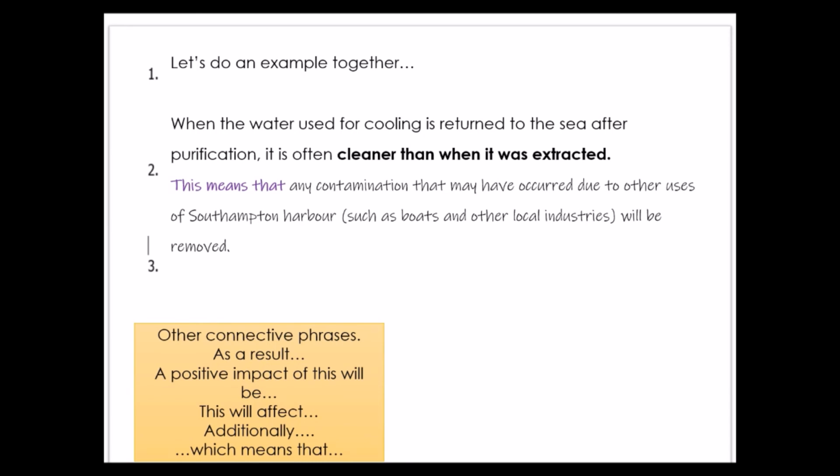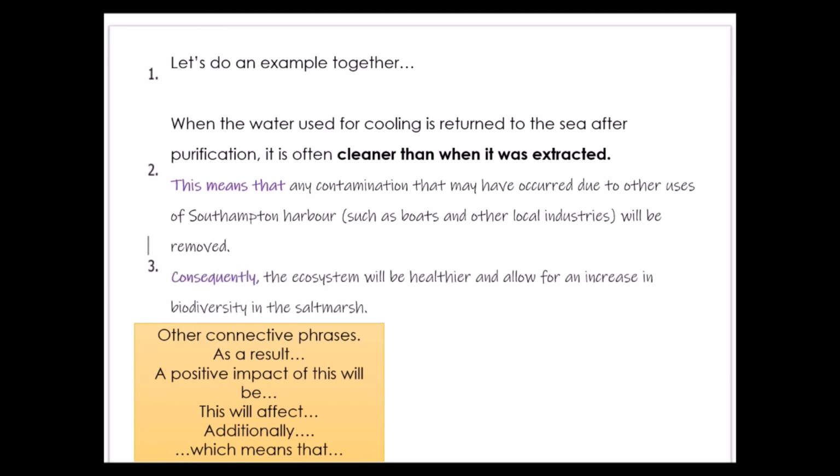So if it's cleaner than when it was extracted, we're going to use a connective phrase here in purple. This means that, and then we're going to continue. Any contamination that may have occurred due to other uses of Southampton Harbour, such as boats and other local industries, will be removed. That would be great in itself, but we're going to go even further. We're going to add another connective phrase. So consequently, the ecosystem will be healthier and allow for an increase in biodiversity in the salt marsh.